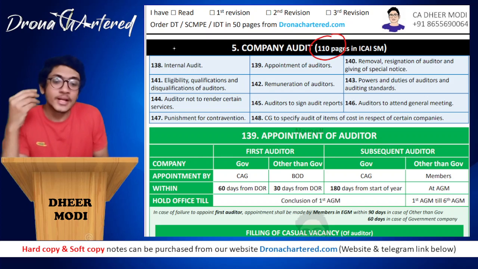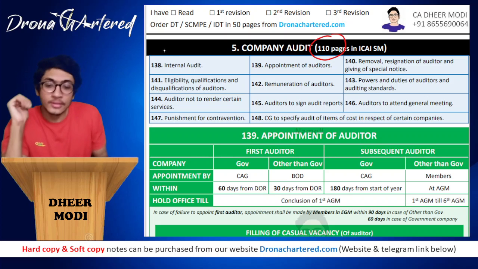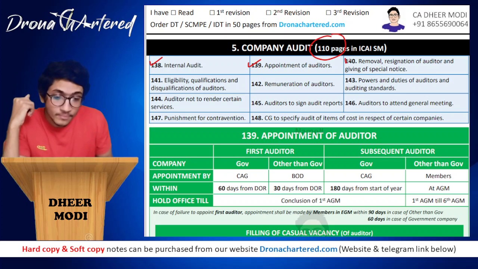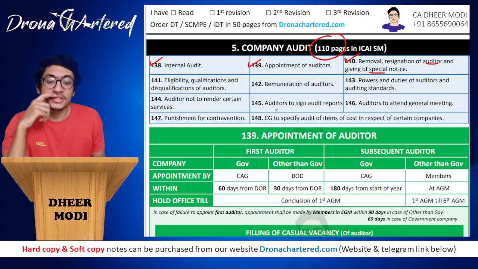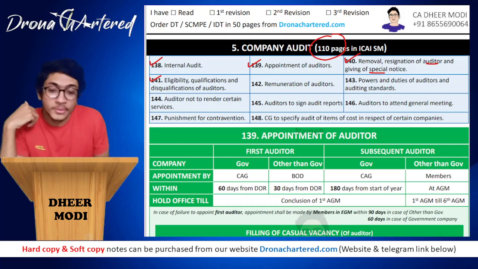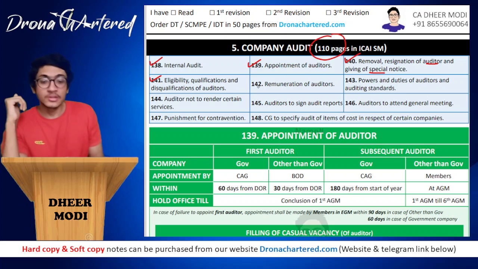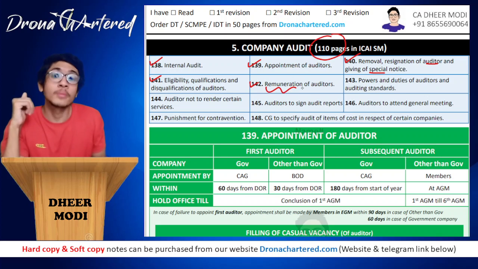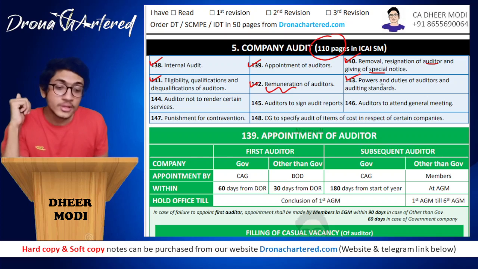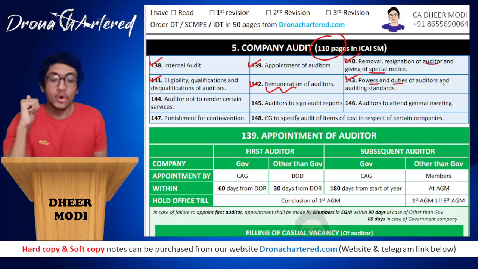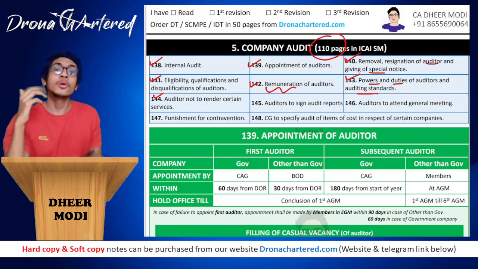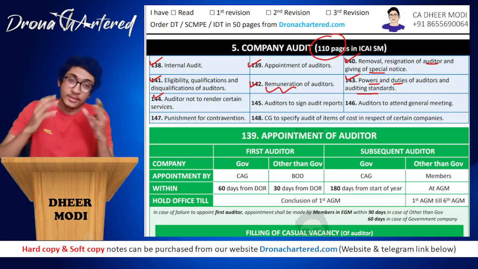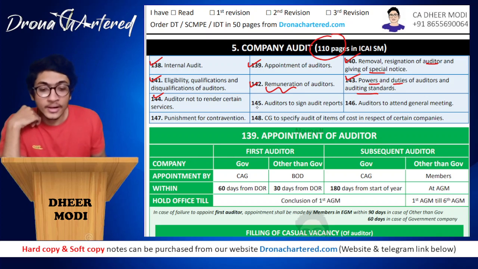So these are the sections that will be applicable in this chapter. That is 138 internal audit, 139 is appointment of auditors, 140 is removal, resignation of auditor and giving of special notice. 141 talks about eligibility, qualification, disqualification of auditor. 142 talks about how much remuneration to pay to auditors. 143 talks about your powers and duties of the auditors and auditing standards. 144 talks about auditors not to render certain services, some services they have mentioned that these auditors cannot render.